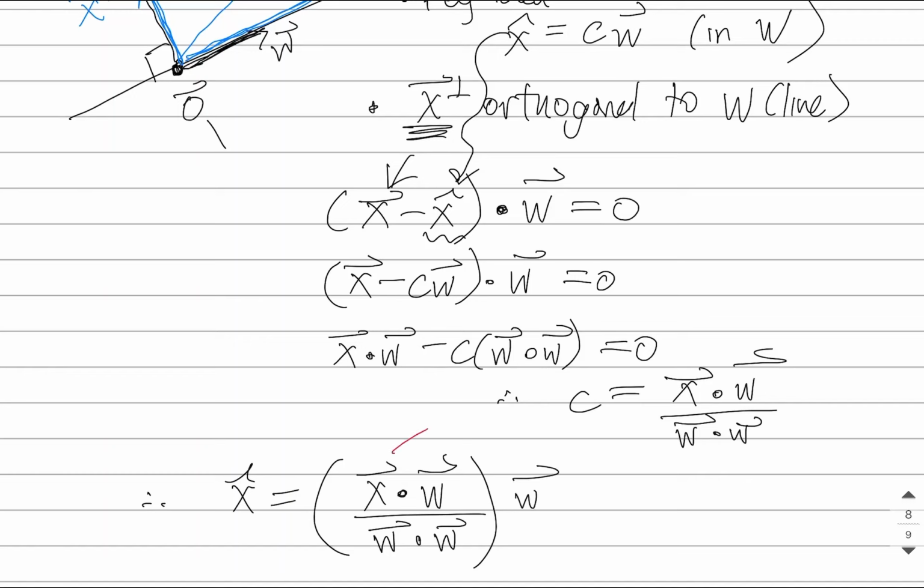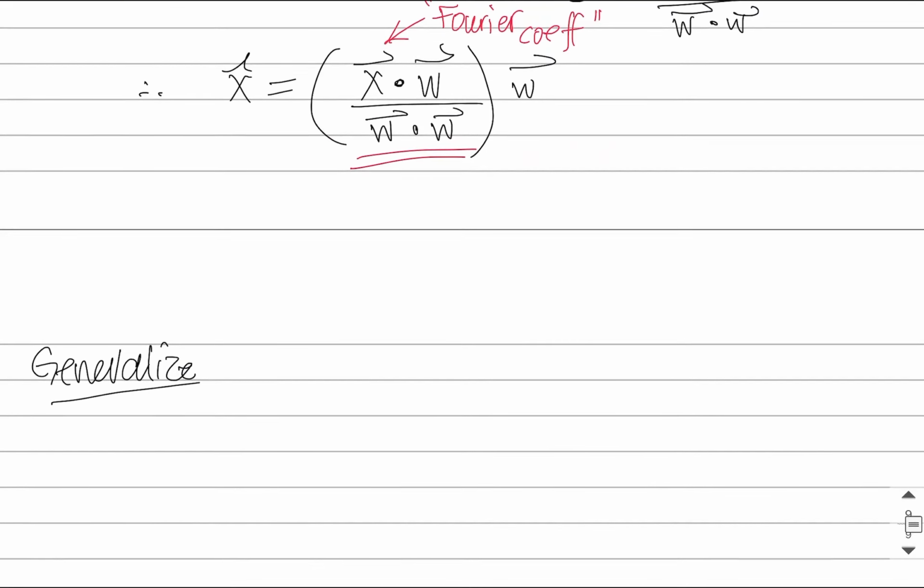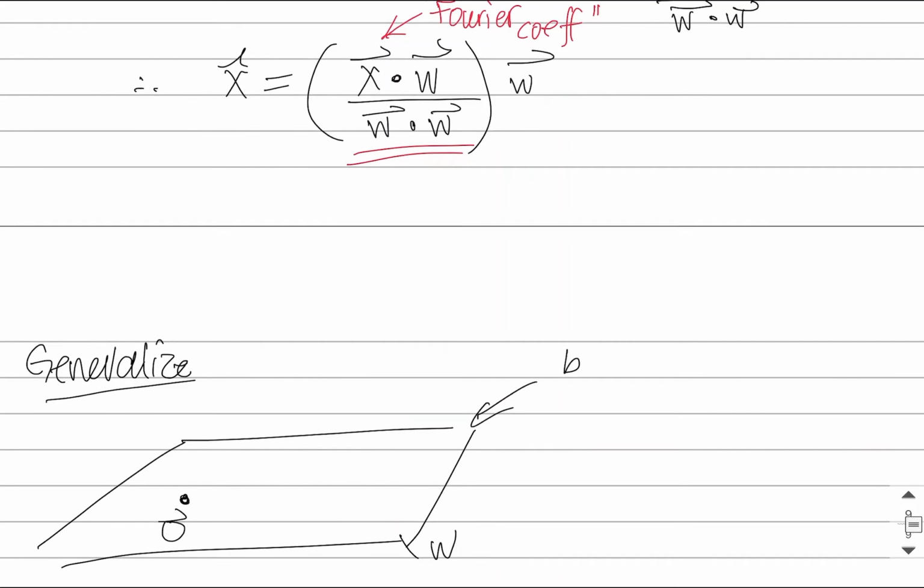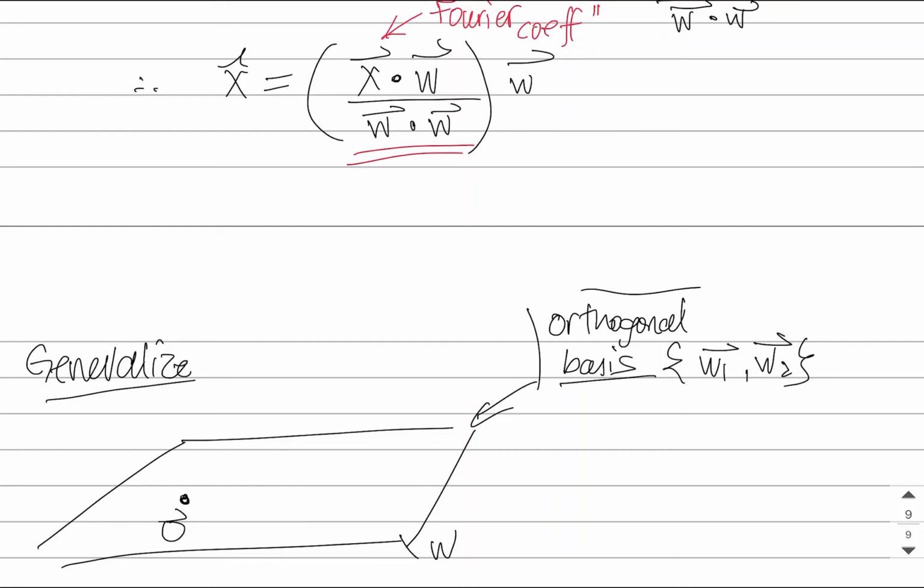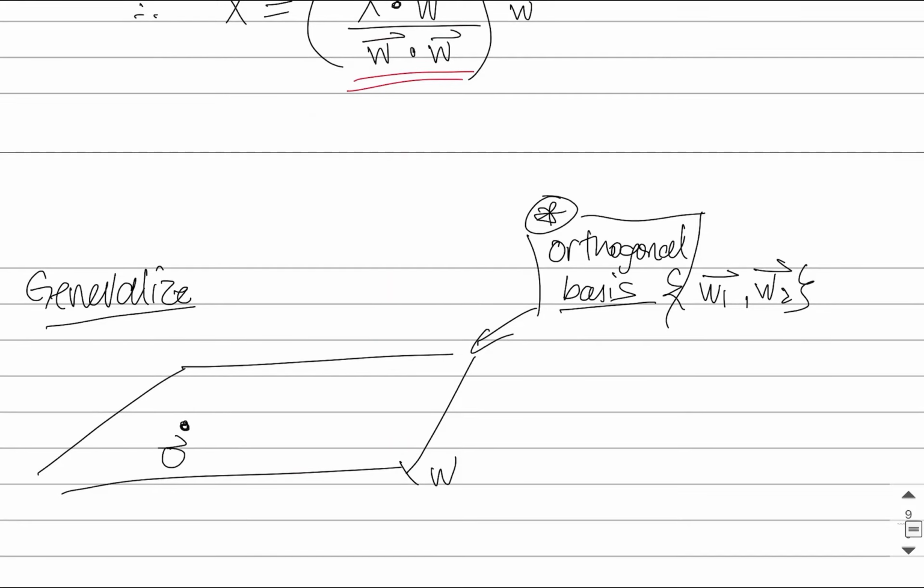This thing here is called a Fourier coefficient. If I have a larger dimensional space, let's say I have a plane, there's w, same discussion as before. I've got a basis for the plane. Let's say it's a basis w1 and w2, and we are going to assume that it's an orthogonal basis. That's the key here. Again, don't fret about that too much. For the beginning, we will assume that we have an orthogonal basis, and then we'll figure out how to get one.